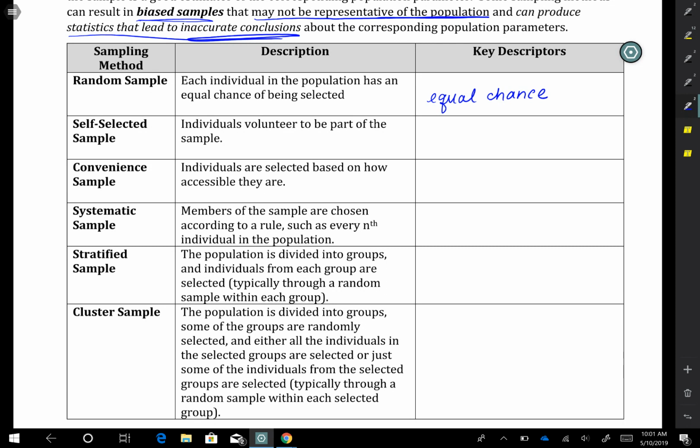Okay, a self-selected sample is when individuals volunteer to be part of the sample. So basically what happens here is the individuals choose to participate.